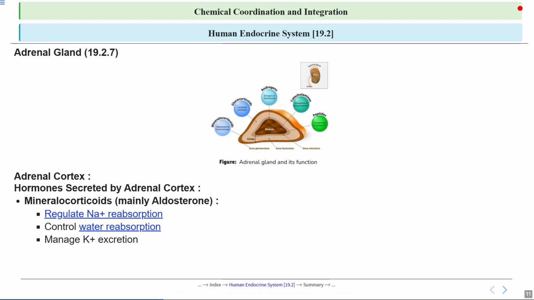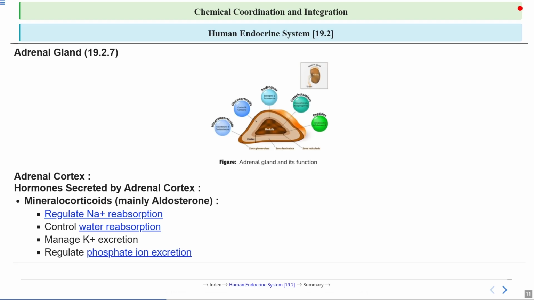So when the blood potassium levels are high, the kidneys increase K plus excretion into the urine to lower blood levels. This is controlled by hormones like aldosterone, which promotes potassium secretion and sodium reabsorption. Proper potassium excretion is very important for maintaining heart function, nerve signaling, and muscle contraction, as excess potassium can lead to dangerous heart rhythms.